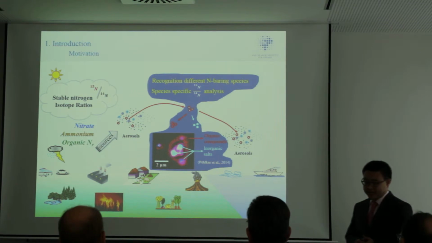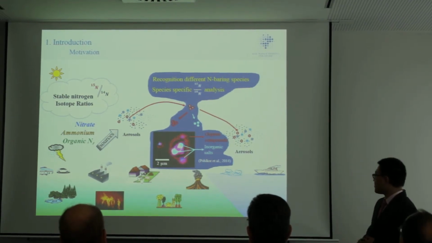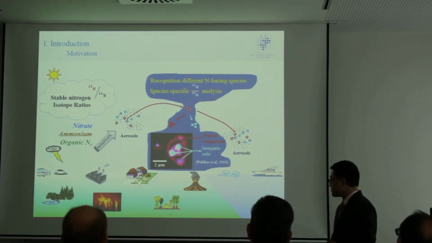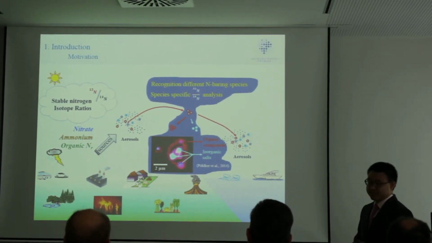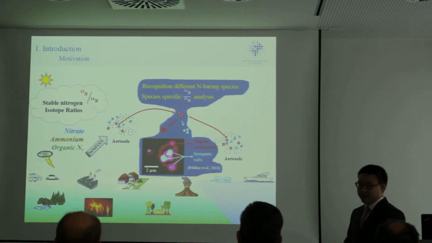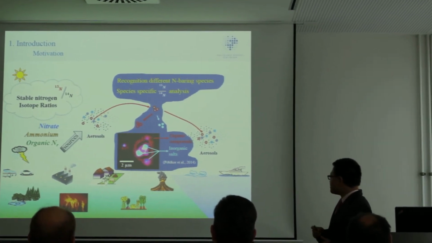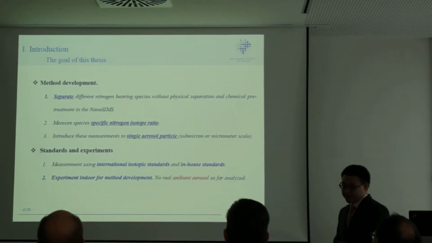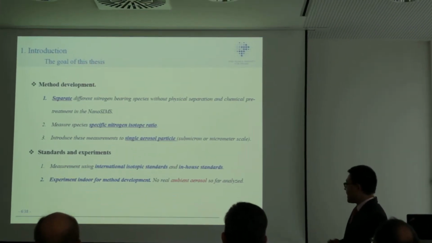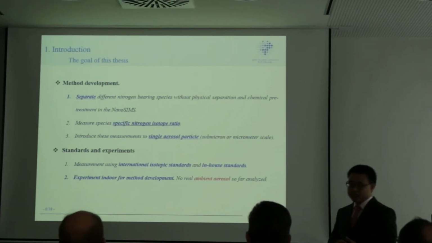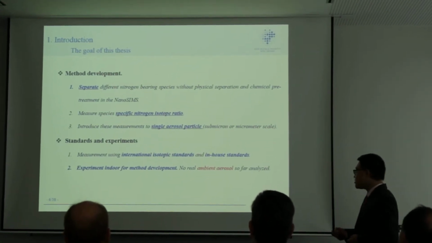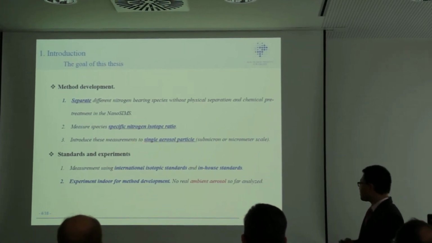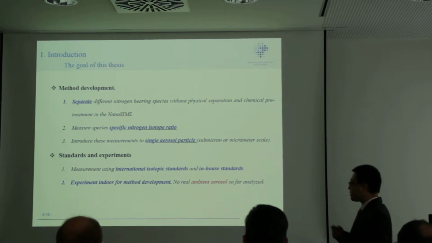So we need a tool that can separate different nitrogen-bearing species, nitrate, ammonium, or organic reactive nitrogen, and measure species-specific nitrogen isotope ratio at the single particle level. So the goal of this thesis is first to separate different species in the nanosieves, and then measure the species-specific nitrogen isotope ratio. And more important, this measurement should be done at the single particle level for submicron or micrometer scale.